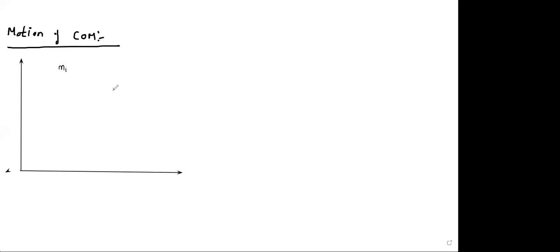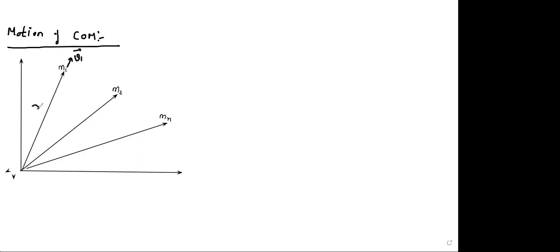So this is mass m1. This is mass m2. The velocity of first mass is v1. The position vector of first mass is r1. This is second mass. It's moving with some velocity v2. The position vector of the second mass is r2. This is nth mass. Its velocity is vn. Its position vector is rn.